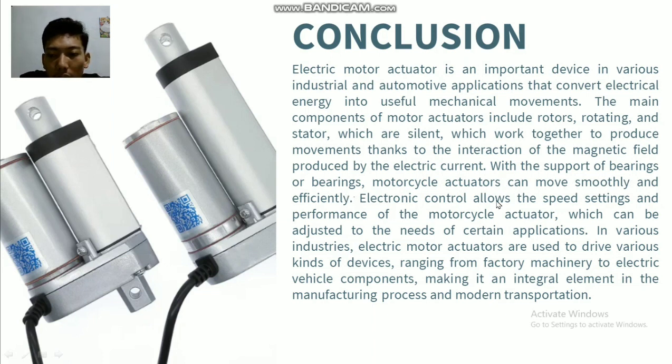Electronic control allows the speed, settings, and performance of the motor actuator to be adjusted to the needs of certain applications. In various industries, electric motor actuators are used to drive various kinds of devices, ranging from factory machinery to electric vehicle components, making them an integral element in the manufacturing process and modern transportation.